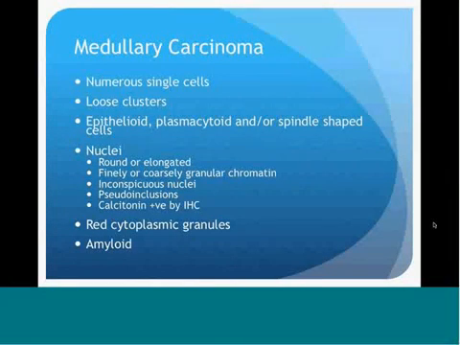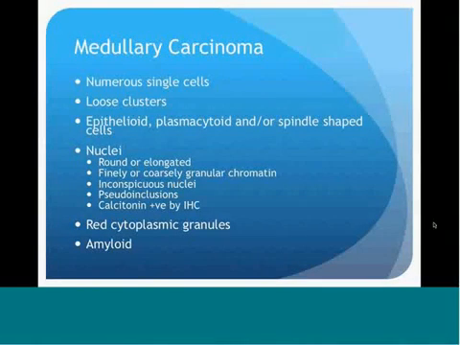Another carcinoma that can be seen in the thyroid is medullary carcinoma. That presents as a different cytologic picture. Instead of papillary arrangements, you see numerous single cells in loose clusters. They sometimes appear epithelioid, meaning they look like epithelial cells, or they look like plasma cells, or plasmacytoid. They can also be spindle-shaped cells. This carcinoma is a neuroendocrine type of carcinoma. It's part of the MEN syndrome. So there is a neuroendocrine component.